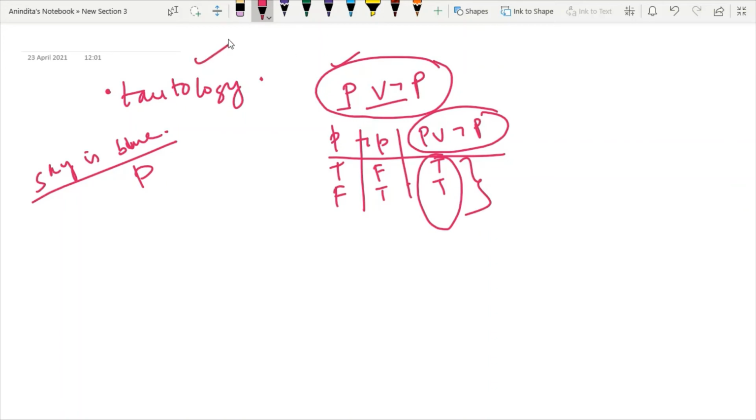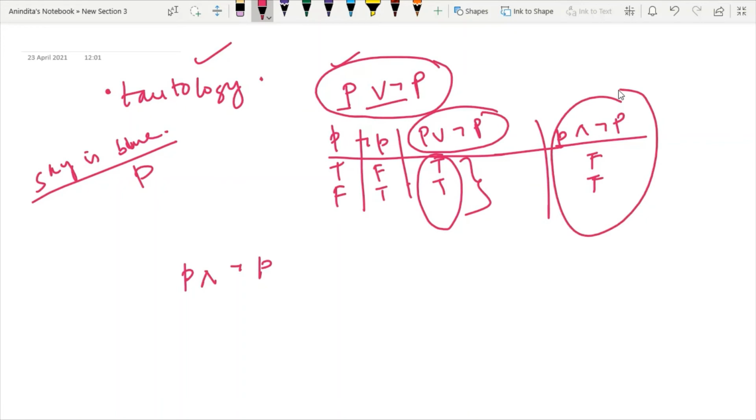On the other hand, if I write one particular expression as P and not P, you will find that the corresponding truth table outcome for P and not P will be always false. So at that point of time, it is known as contradiction. And the third term is known as contingency. Contingency means it is a proposition that is neither true nor false.